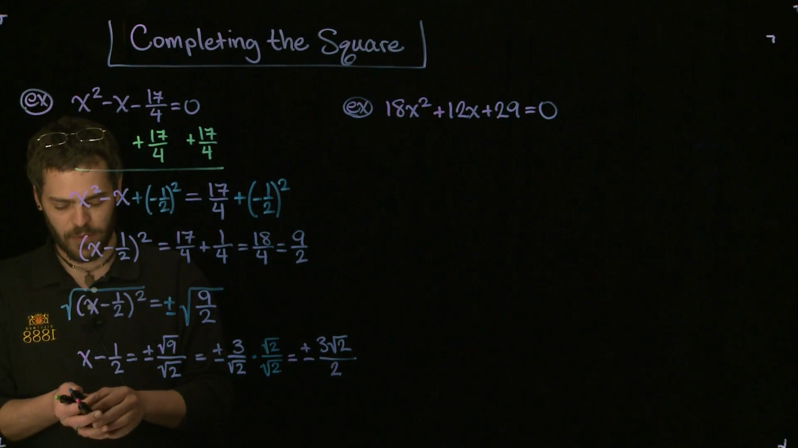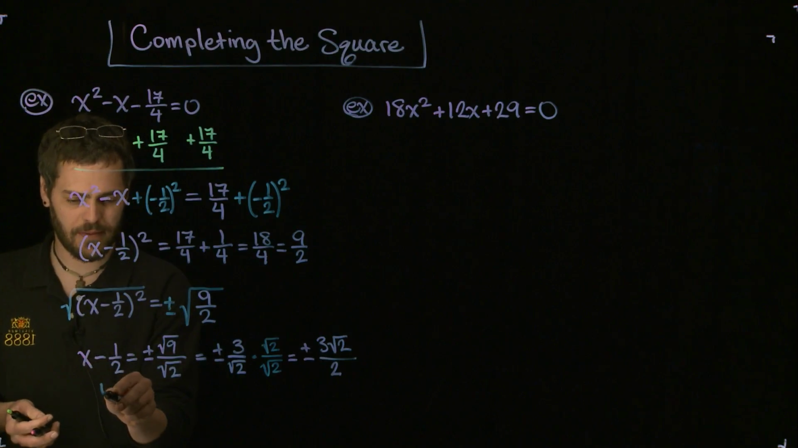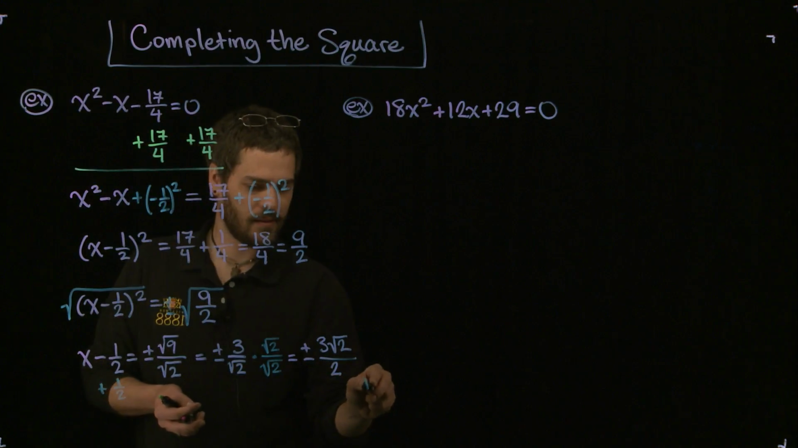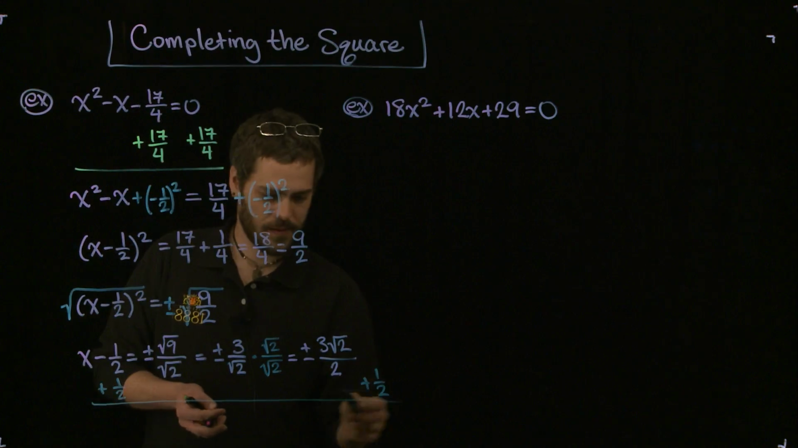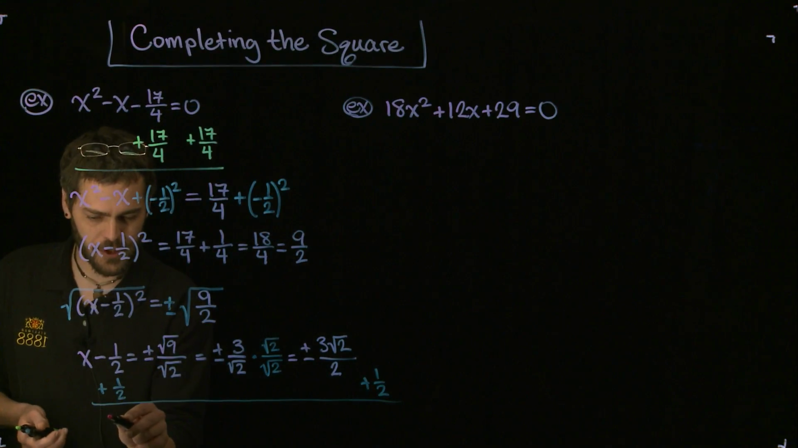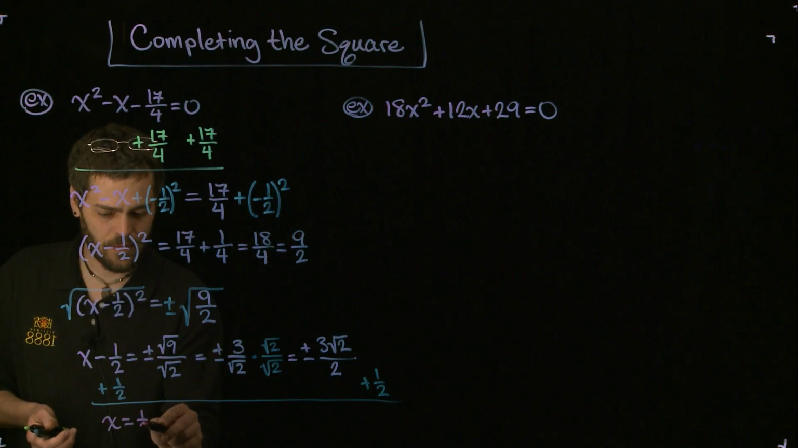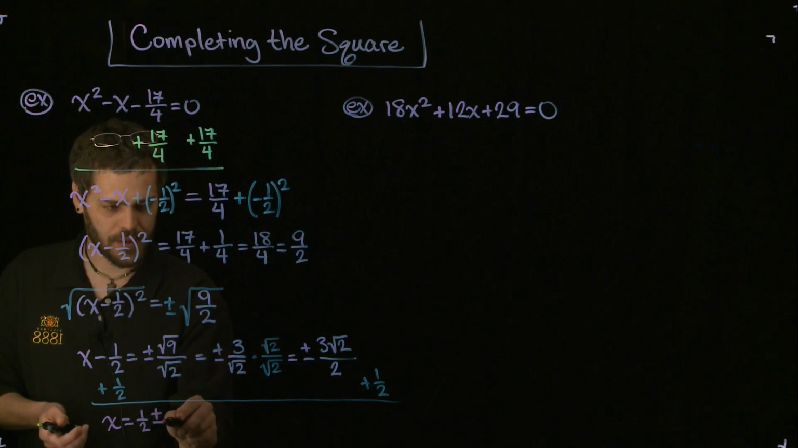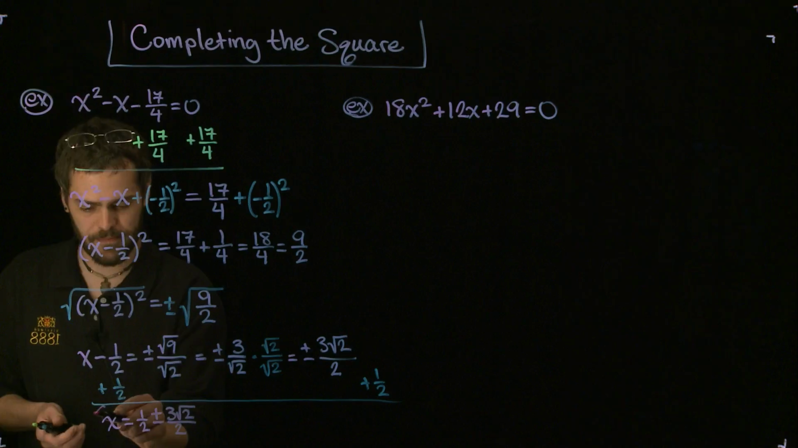So one more step to solve this equation. I am going to add 1/2 to both sides so that I finally get x by itself. Adding that way over here. Okay. And my final solutions are x equals 1/2, that's from this one over here, plus or minus 3 root 2 over 2. And that's it.